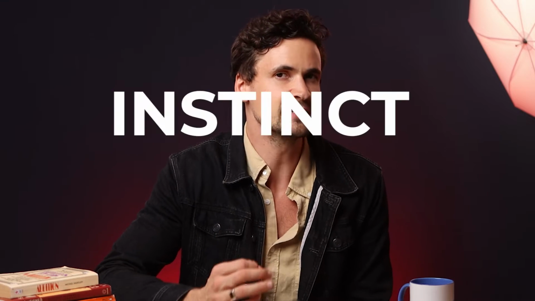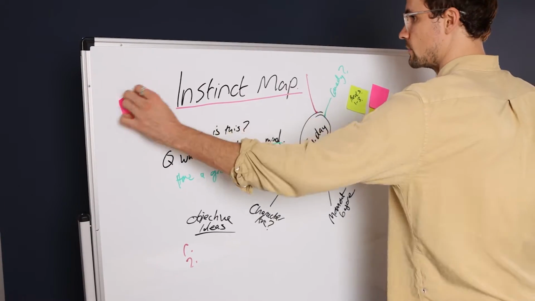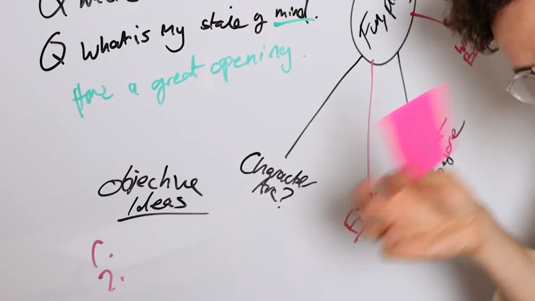Next, you're gonna do an initial read and what I call an instinct map. You're gonna write down any ideas, questions, and insights. Before you turn to any other tools, turn inward and see what ideas just come naturally from the script. Don't just jump straight to methodologies and tools. This is a big mistake. You'll be amazed what you'll find when you trust your own instincts.